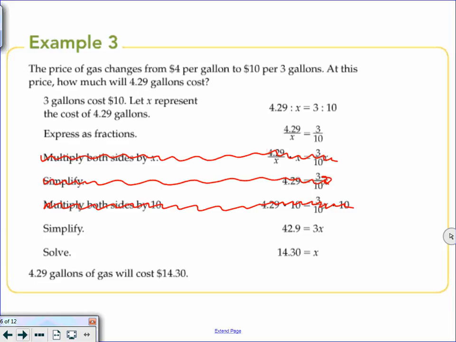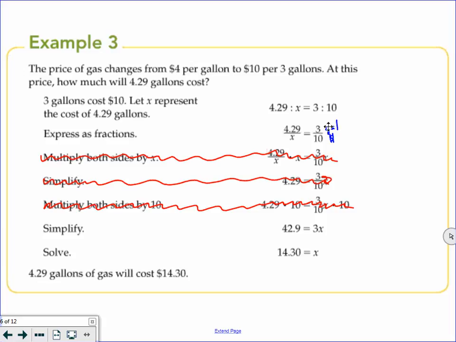In this example, they're showing a way we can do this with proportions like we've done before. So when we set it up, it's $4 per gallon. So we know, I'm sorry, it changes from $4 per gallon to $10 per 3 gallons. So what they set up here is gallons over the dollars. So they set up a proportion.